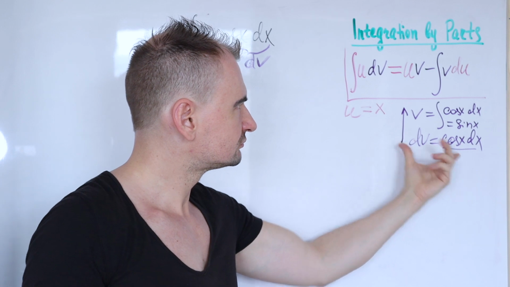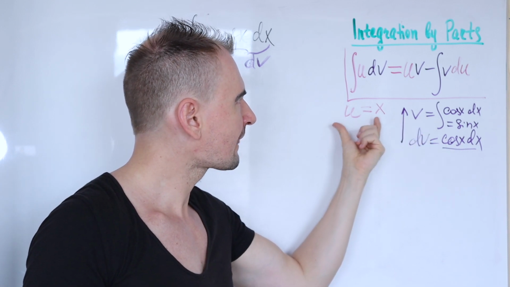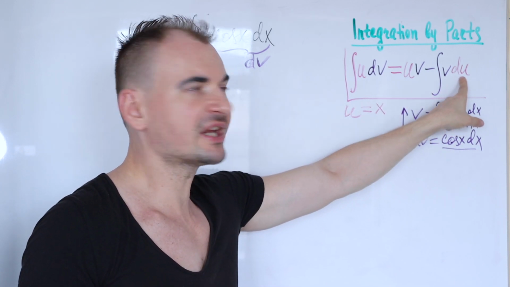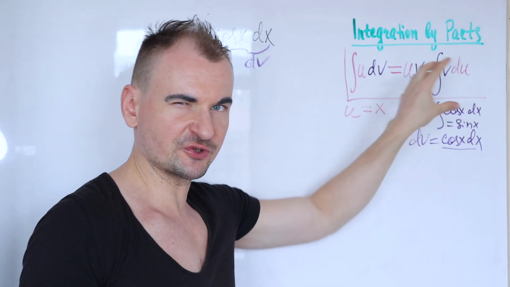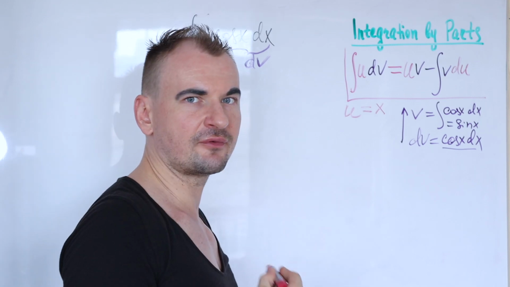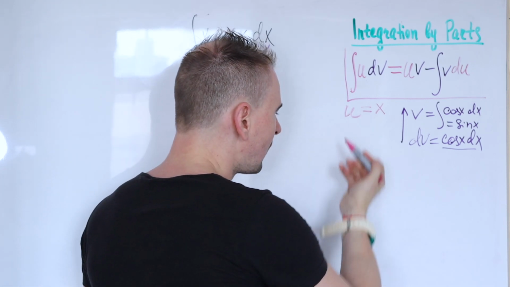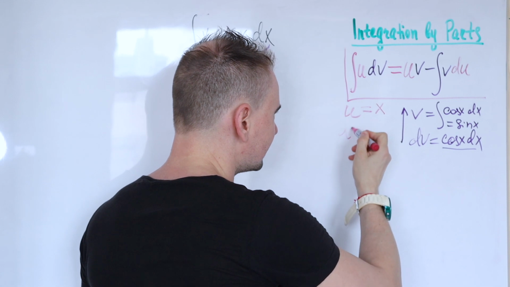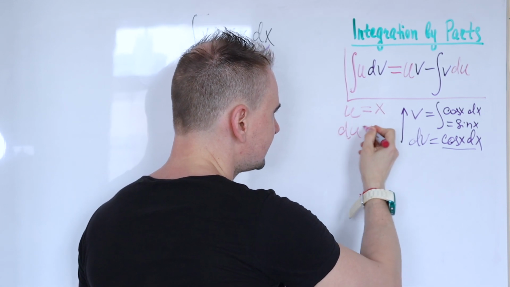So we found v, and also your formula requires du. So du, the differential of u. So du could be found easily. All you need to do is just take the derivative from both sides of this expression.